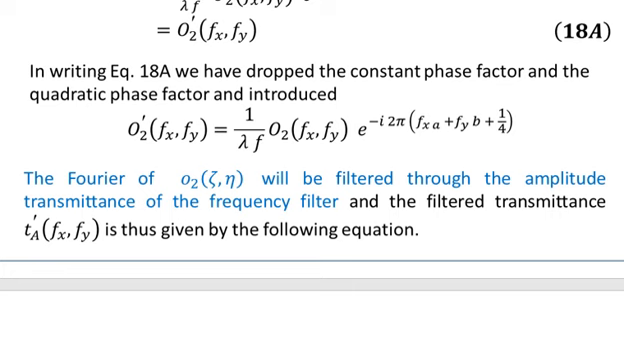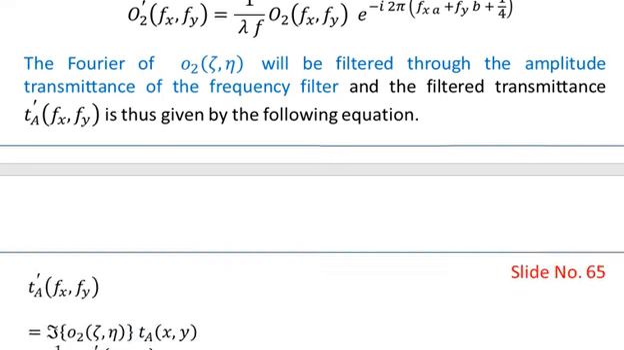So let's write the amplitude transmittance of the filtering. Let me read this paragraph again. The Fourier transform of O2 as a function of zeta and eta will be filtered through the amplitude transmittance of the frequency filter and the filtered transmittance. So you see that we are using the word filtered transmittance, which is Ta prime as a function of x and y, and is thus given by the following equation.